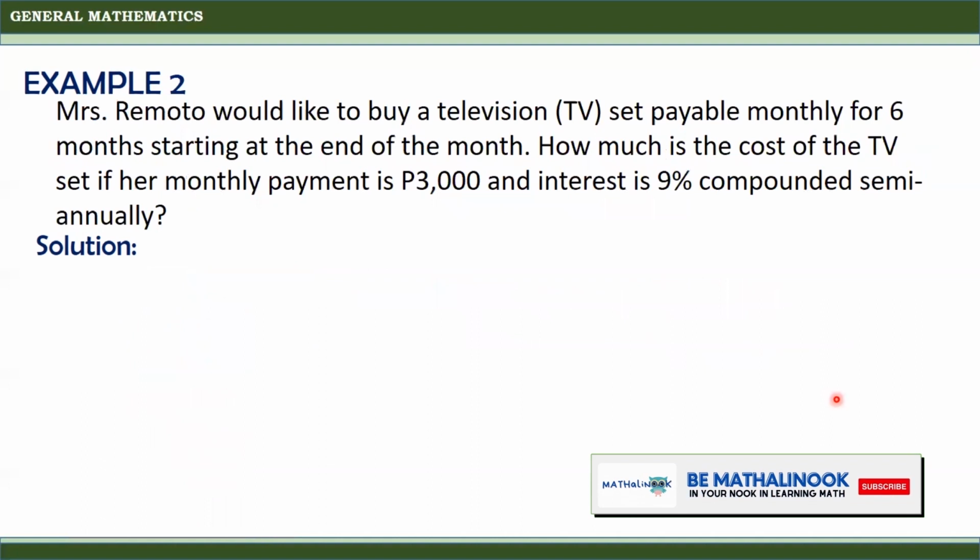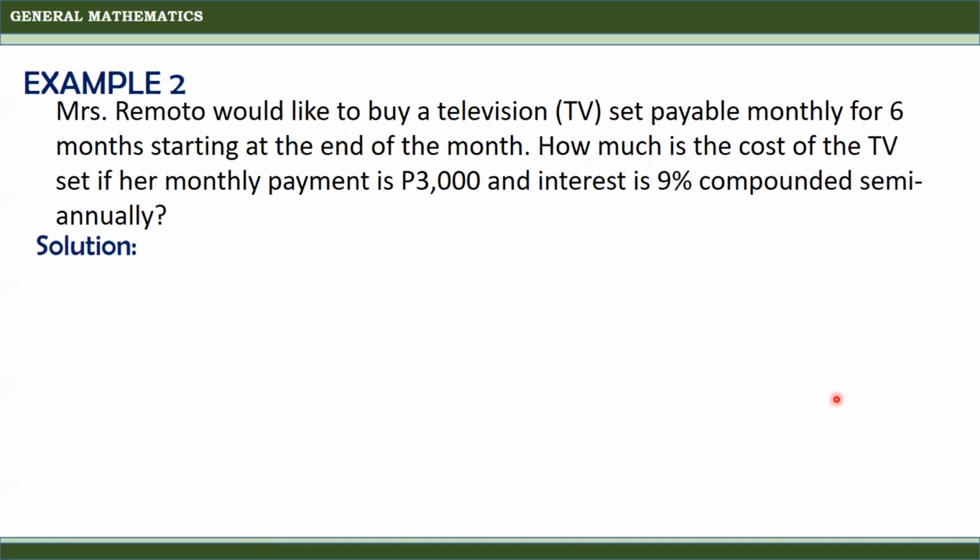Let us try another example. Mrs. Remoto would like to buy a television set payable monthly for 6 months, starting at the end of the month. How much is the cost of the TV set if her monthly payment is 3,000 and interest is 9% compounded semi-annually? Again, in this problem, the payment interval is not equal to the interest period. Mrs. Remoto is paying monthly while the interest period is semi-annually.